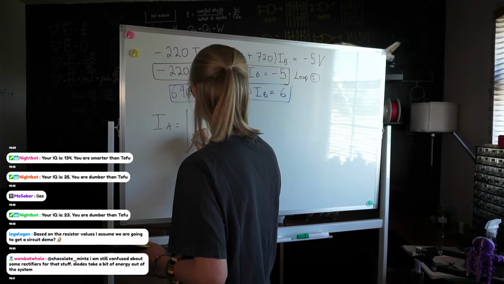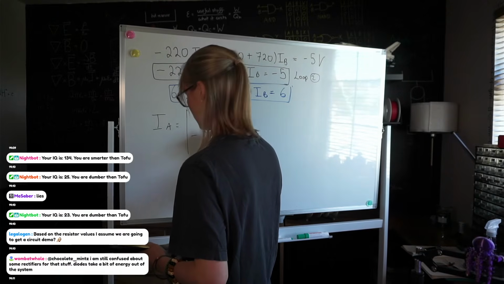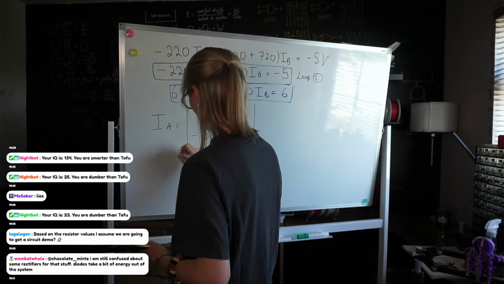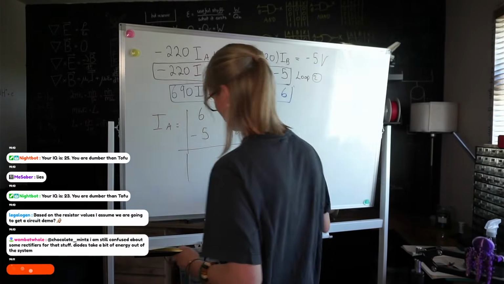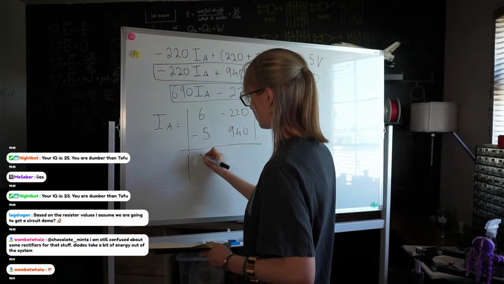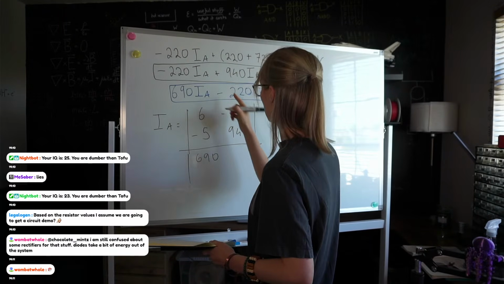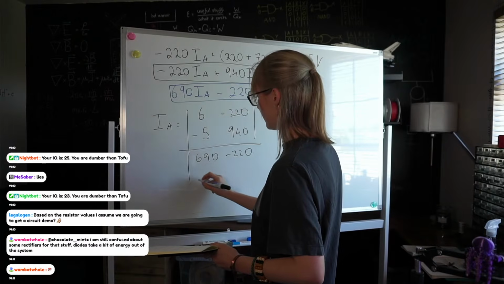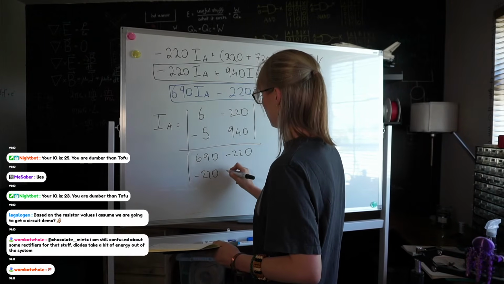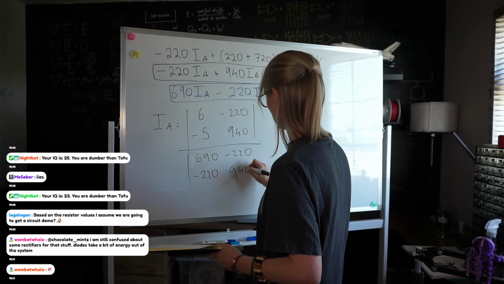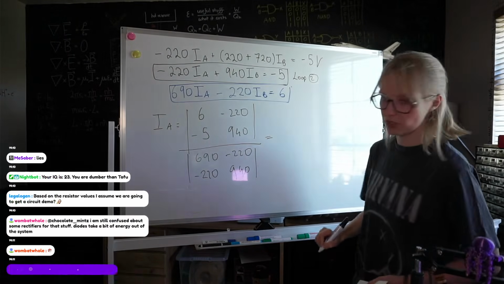220, 940, all divided by the determinant of 6. That must be plus 940. Sorry, I was mumbling to myself to make sure I got the numbers right.